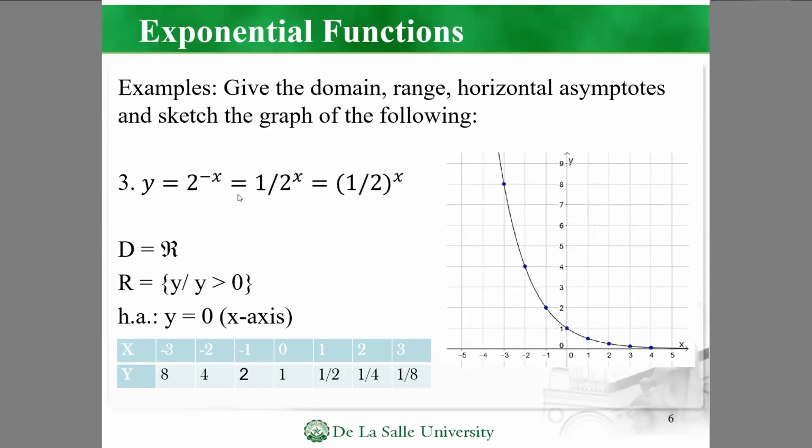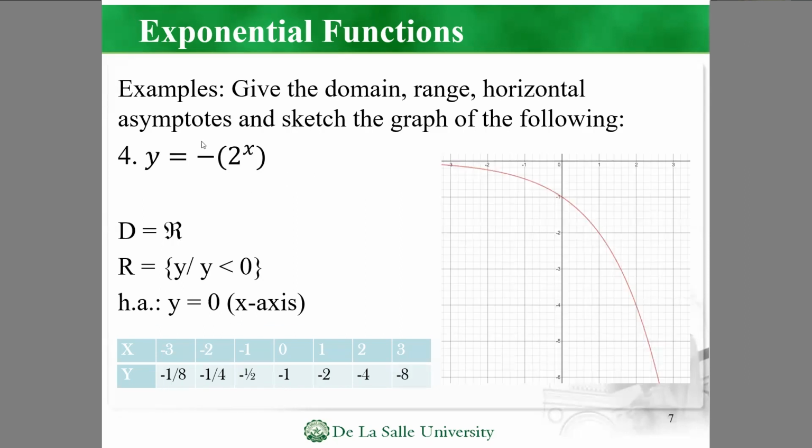Number 4, this one you already know. Number 3. Look at number 4. There is a negative outside. So since there's a negative outside, what happens is that it goes down. So the range is less than 0 because 0 is your horizontal asymptote. Domain, x can be any real number. That's why, look, x, you just try any number there.